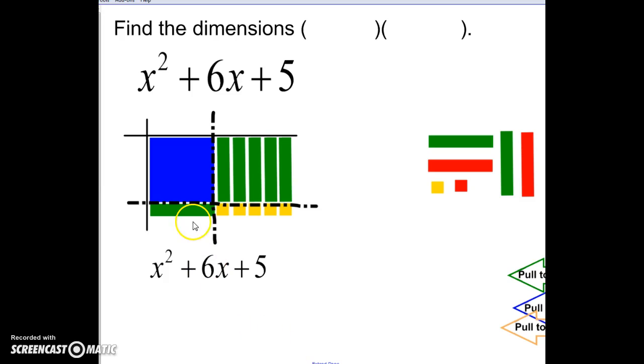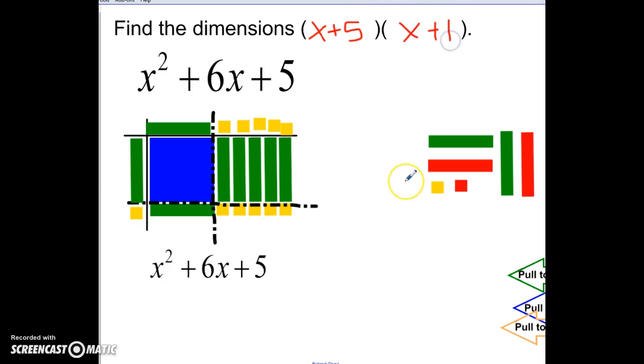And so when we're factoring these, we know that in order to get an x squared, we have to multiply x times x. In order to get 5 x's here, we have to multiply this x times 5 singles. And to get this x, we'd have to do 1x times 1 single. And so filling in these things, we end up with x plus 5 at the top and x plus 1 on the side.